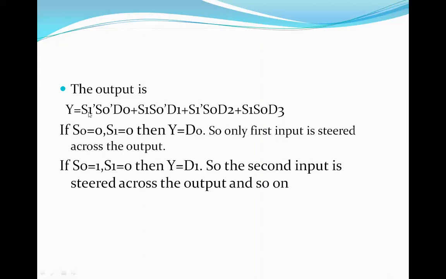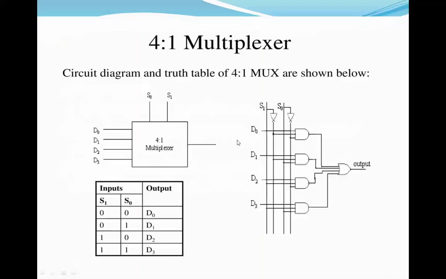So its Boolean expression will be like S1 complement S0 complement D0, or S1 complement S0 D1, or S1 S0 complement D2, or S1 S0 D3. That means any one of them will be selected. If I am taking S1 as 0 and S0 as 0, at that time D0 will be its output. And if I am taking S1 as 0 and S0 as 1, D1 will be its output. So we are placing an OR operation between these expressions.